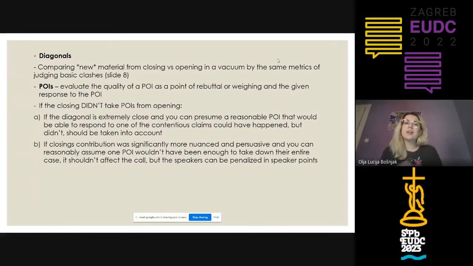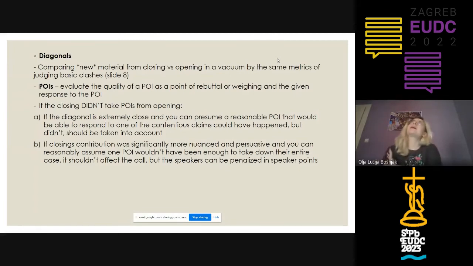In that case, it should be taken into account that a POI was not offered. And I think this does happen, and often the diagonals are quite close, and people don't really realize that at the point when OG just does a lot of things, and sometimes people forget about OG, but like they just didn't have a lot of material, and CO can have a really, really cool extension, and then some rebuttals to OG.